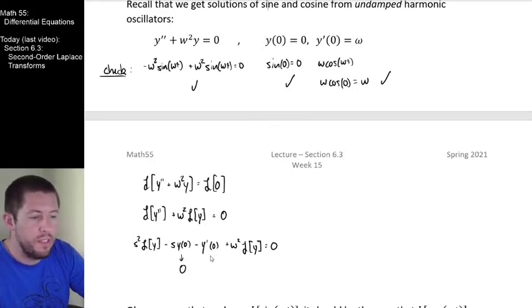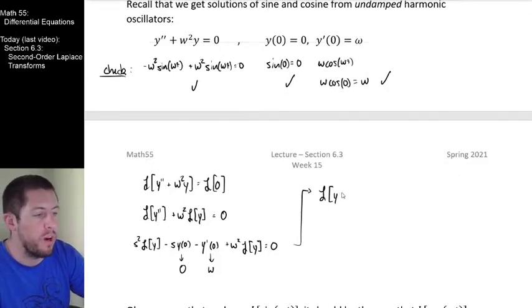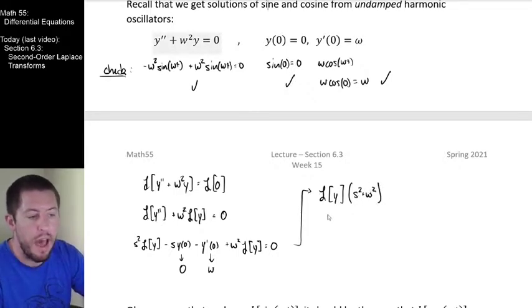Y of 0 we know is 0. Y prime of 0 we know is omega. So I think it's going to be reasonable for me to rewrite this as this. So now what I'm seeing is this. L of y is what we're looking to solve for, right? So I'm seeing what's up with the Laplace transform of y. How much of that do we have? What are the coefficients of that in our equation so far? Well, I've got s squared of it here, and I've got omega squared of it here. So it looks like I've got s squared plus omega squared is how much Laplace of y I have.